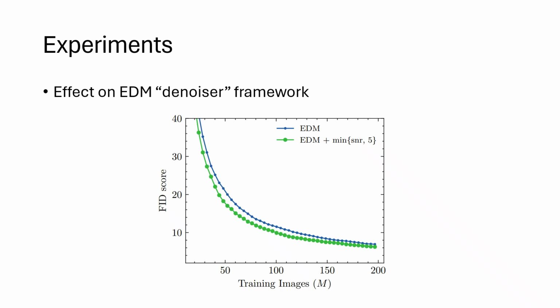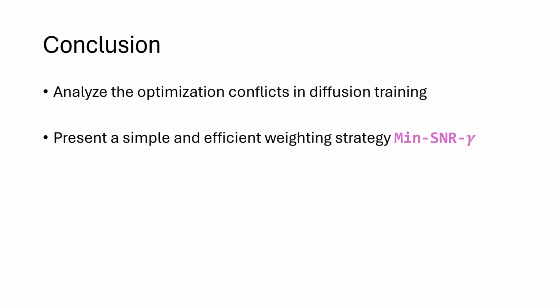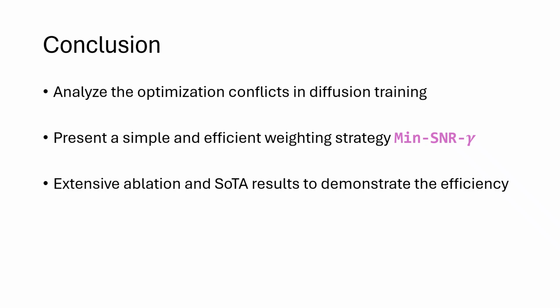Here are our conclusions. We first analyze the optimization conflicts in diffusion training. Then we present a simple and efficient weighting strategy, Min-SNR-gamma. Finally, we conduct extensive ablations and achieve SOTA results to demonstrate the efficiency.